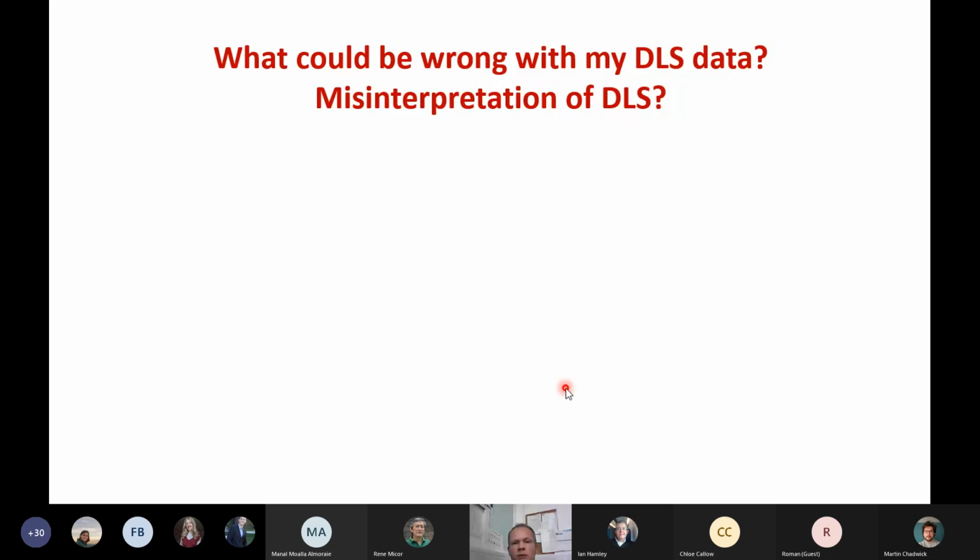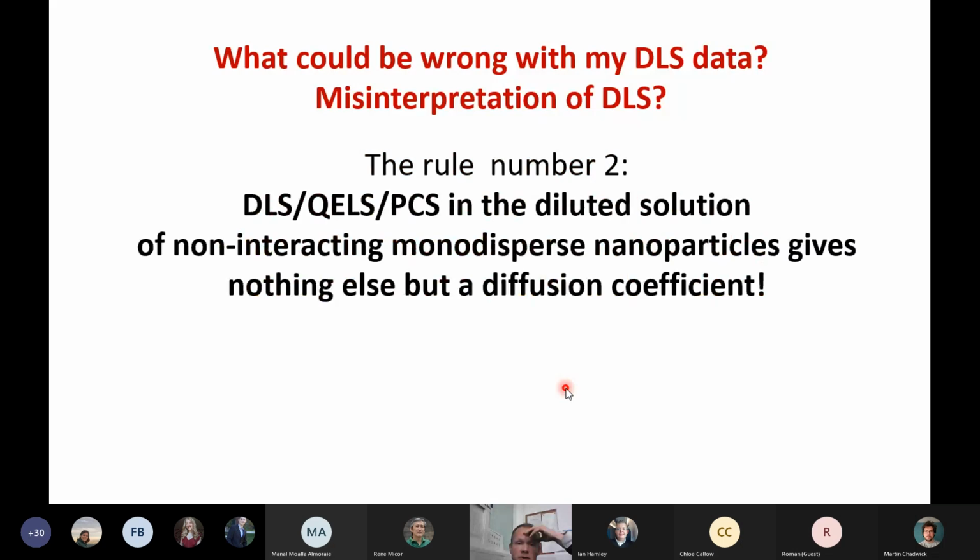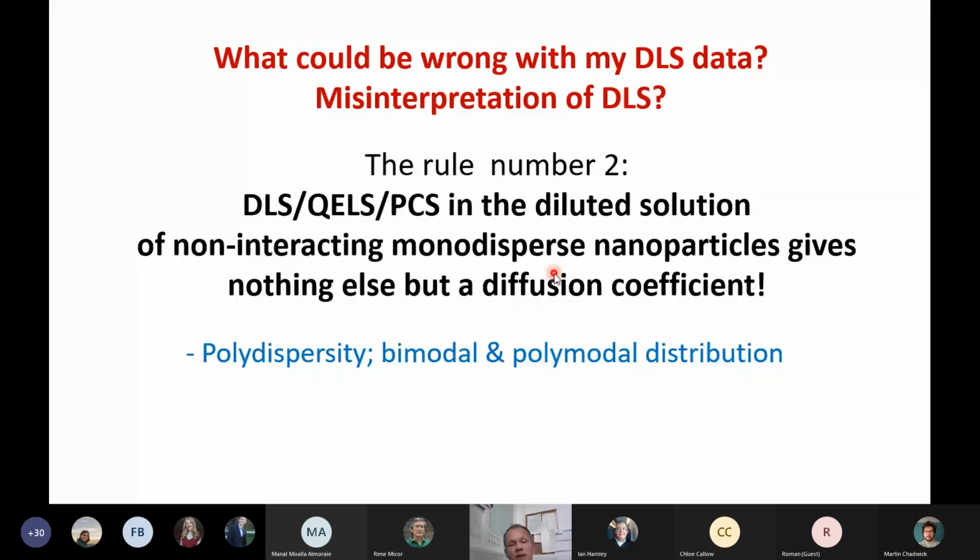So speaking broadly, what could be wrong with my dynamic light scattering data? How might I have misinterpreted it? To answer this question, you have to remember rule number 2: dynamic light scattering in a diluted solution of non-interacting monodisperse nanoparticles gives nothing else but a diffusion coefficient. So it's highly possible that your solution is polydisperse. You might have a bimodal or polymodal distribution, with two types of particles, let's say proteins and their aggregates. This is a classical example of what you might have in your vial.